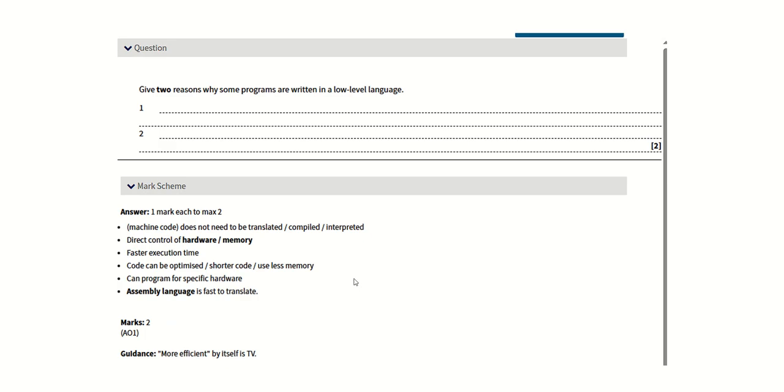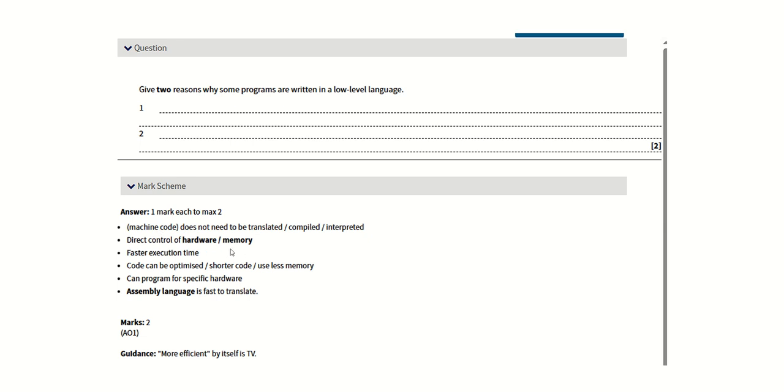Right, let's look at a couple of questions. Here's one. Give 2 reasons why some programs are written in low-level language. Quite tricky actually, that is. Machine code does not need to be translated, compiled, interpreted. So machine code is classed as a low-level language, so you could say it does not need to be translated.